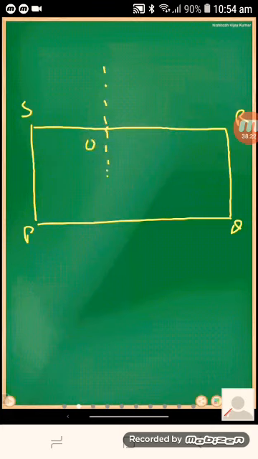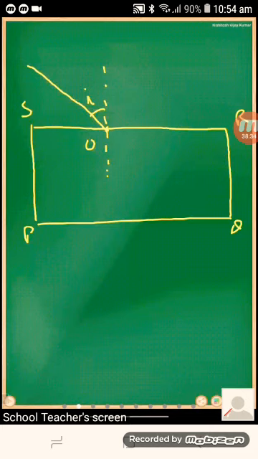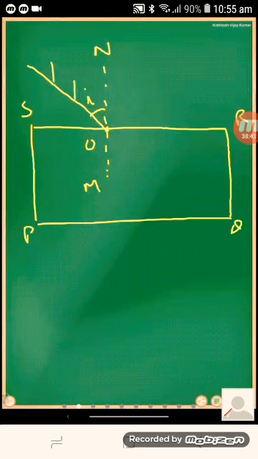Let this point be O. Then using the normal, we draw a straight line making a certain angle. This we consider as angle I. Let the normal be N and M. Then we place two pins over here, P1, P2.